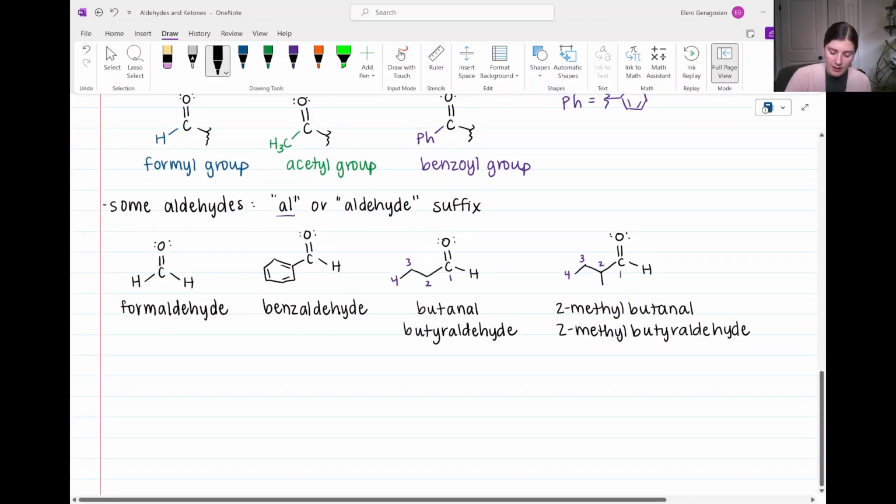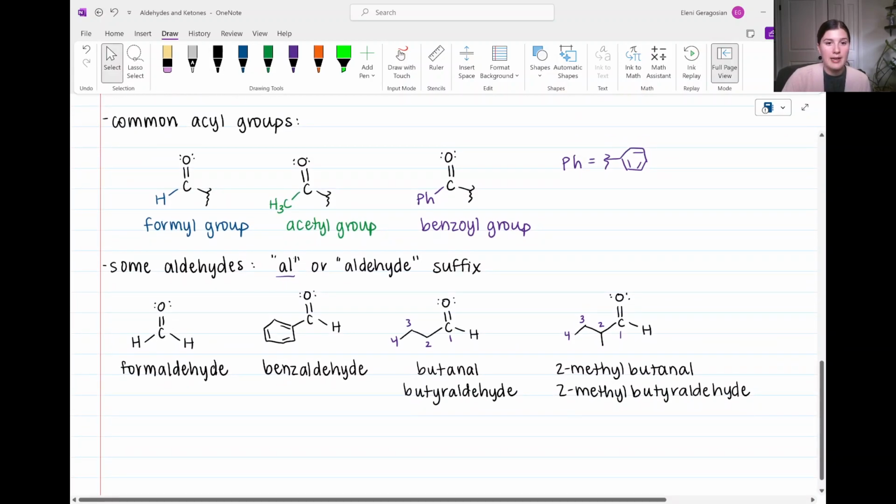We have the -al or aldehyde suffix. And if you have one of these common acyl groups, then you use these special names: the formyl, the acetyl, or the benzoyl group.